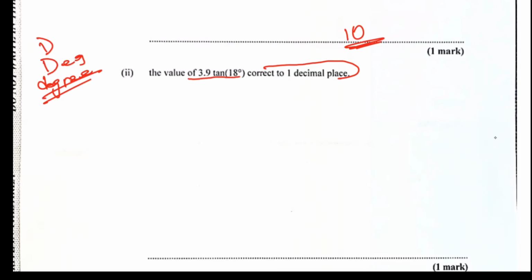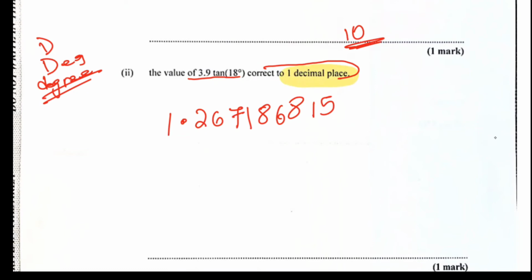It's a 1 mark question. So it's 3.9 multiplied by tangent of 18. And so I'm going to write what I see first. So I'm seeing 1.267186815.